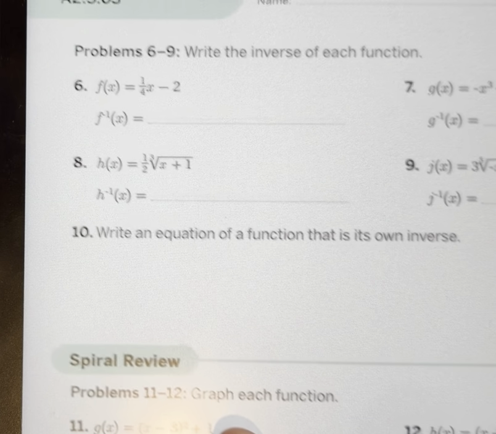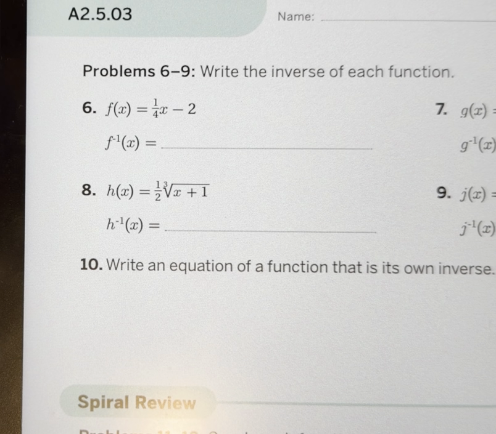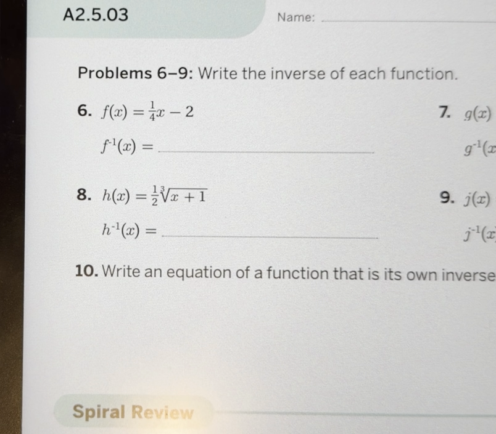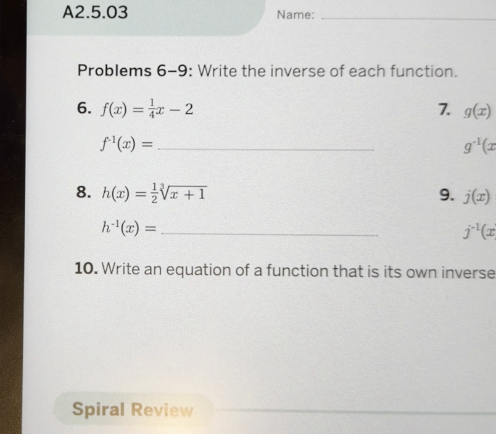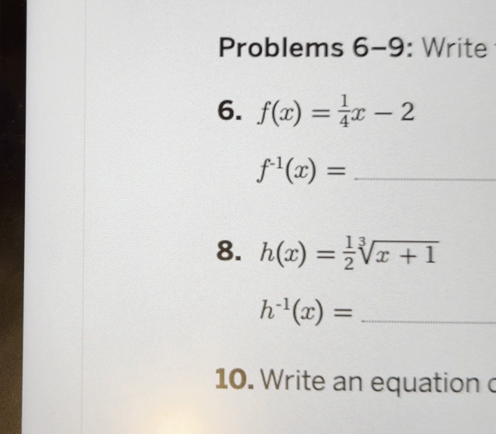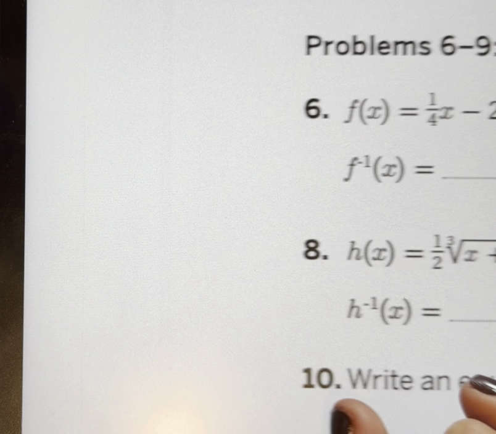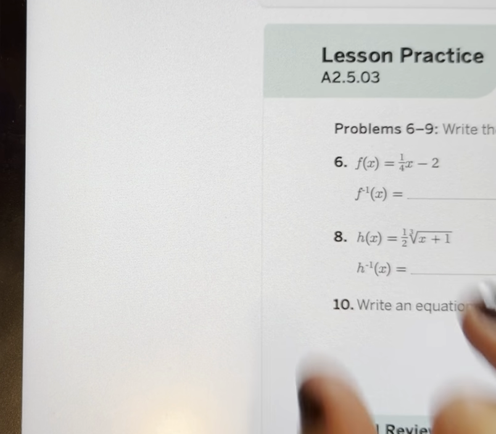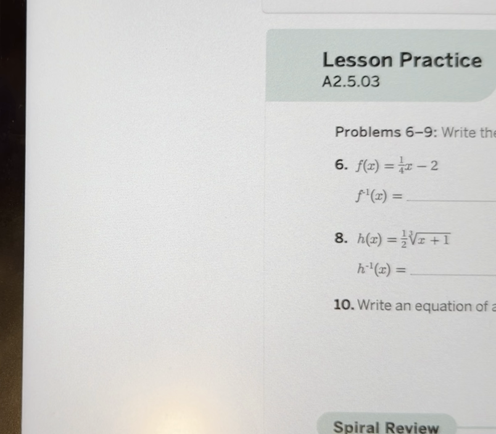Okay, let's go do some more stuff. Let's do a visual one and an algebraic one, okay? This one. Write the inverse. I'm trying to decide whether to do this one algebraically or this one visually. I kind of want to do this one visually, you guys. Part of me thinks we should.